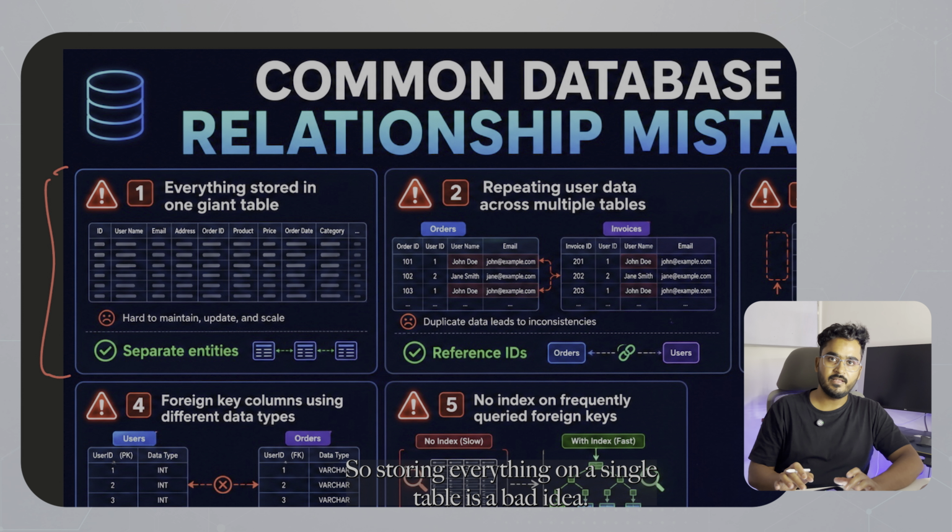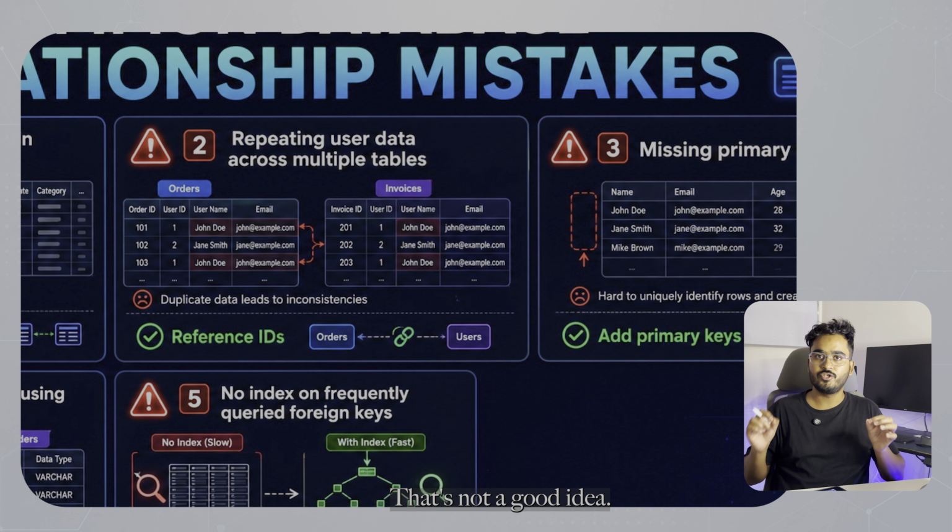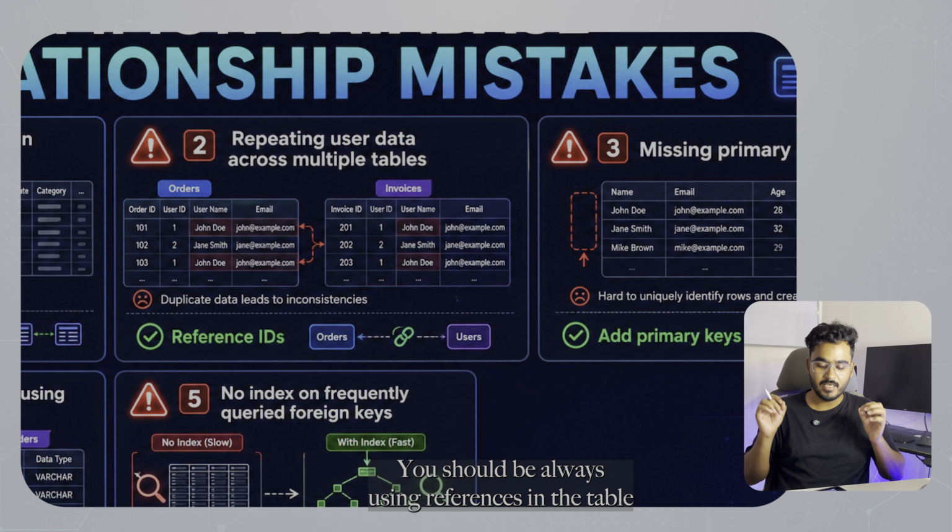Now, repeating user data across multiple tables. Now we have been duplicating the data on the orders table one by one. That's not a good idea. You should always use references in the table and should not duplicate data on different entities. That's a very bad practice and it loses data integrity.